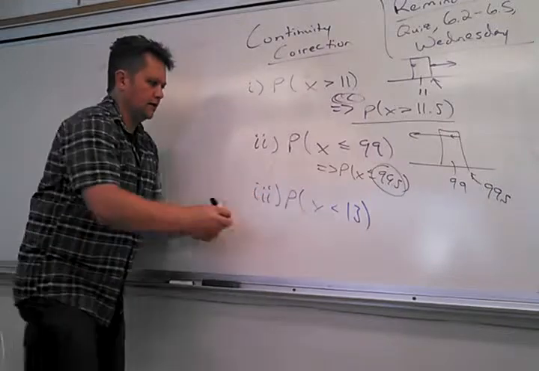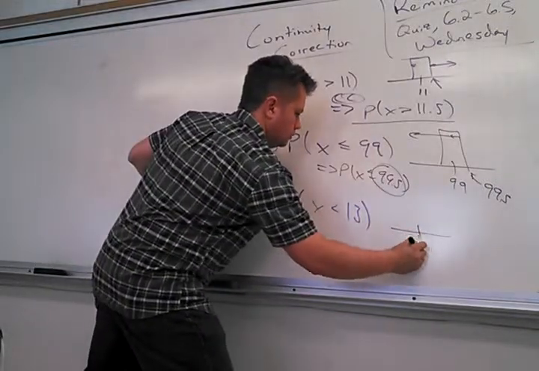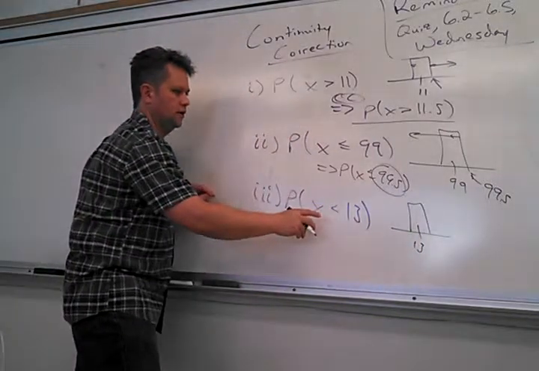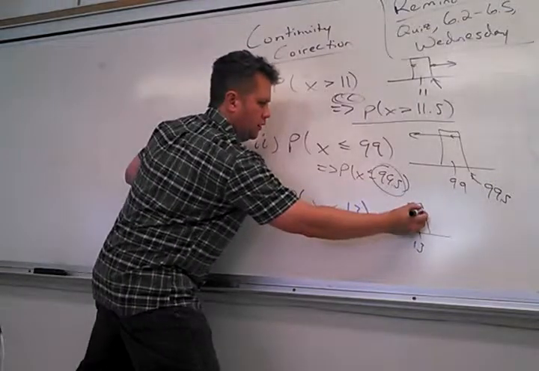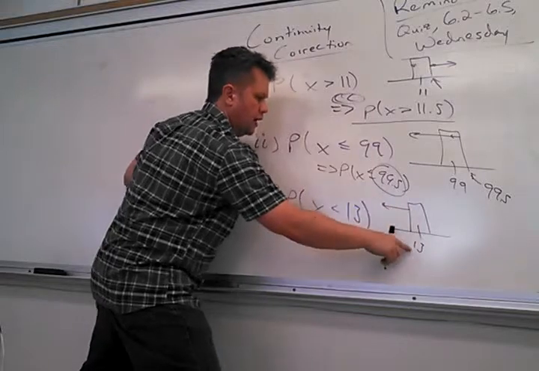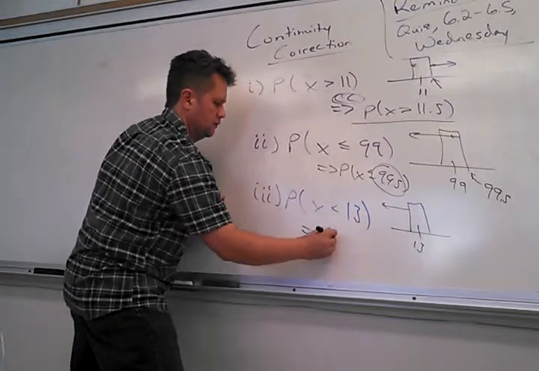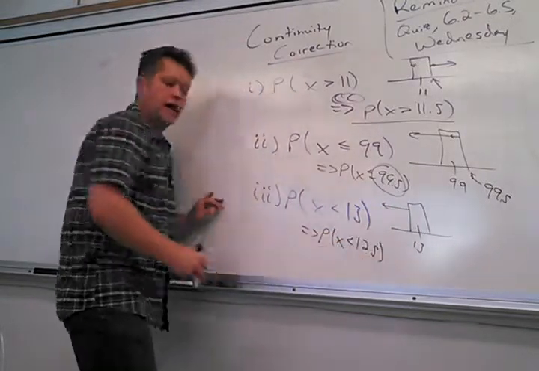Okay, what about this last one? Do I want to include the 13? No. And I want to shade down. So I don't want to include this. I don't want to start there. I want to start there. So I do not include the 13. So this becomes 12 and a half. Cool.